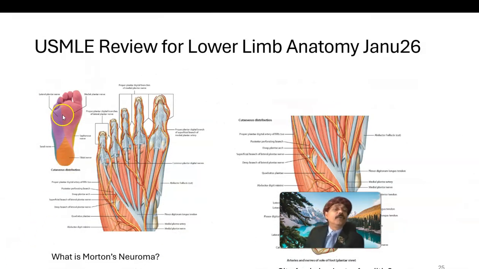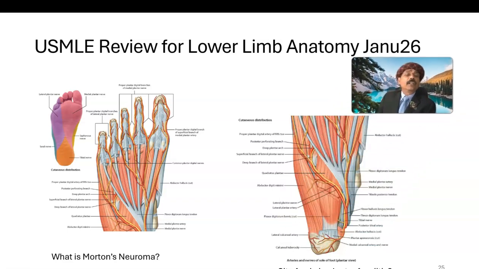Okay. Here we are looking, this is the medial plantar nerve cutaneous distribution, lateral plantar nerve. Both the medial plantar nerve and lateral plantar nerve are branches of the tibial nerve just below the tarsal tunnel. Okay. So we have the medial plantar nerve, lateral plantar nerve.